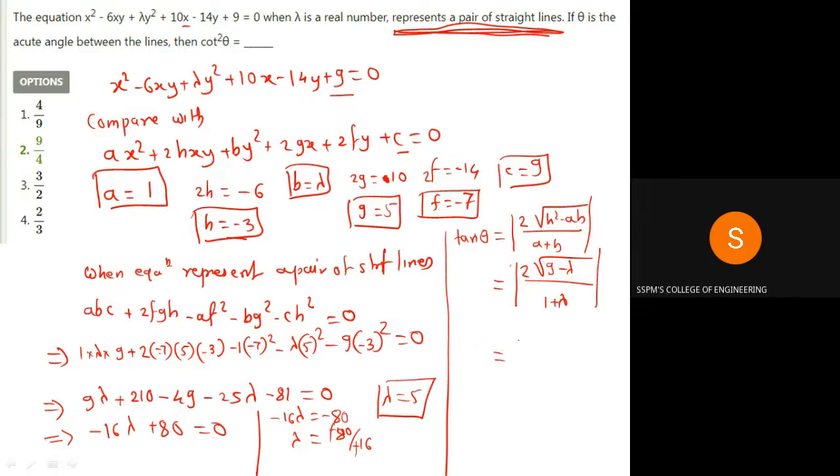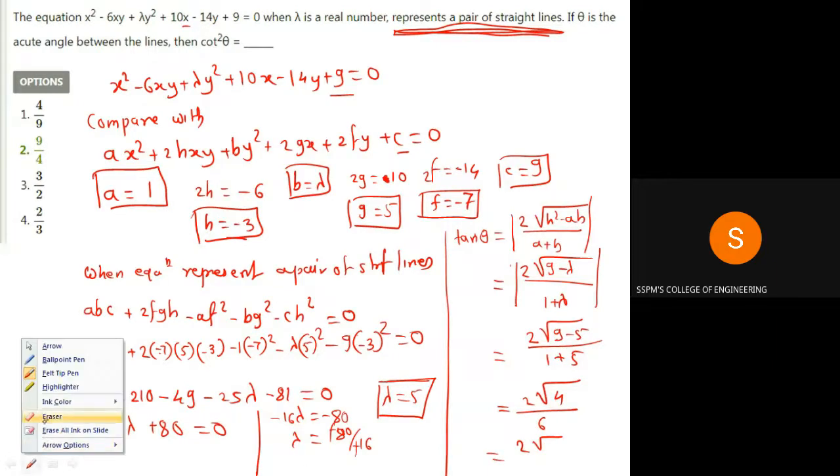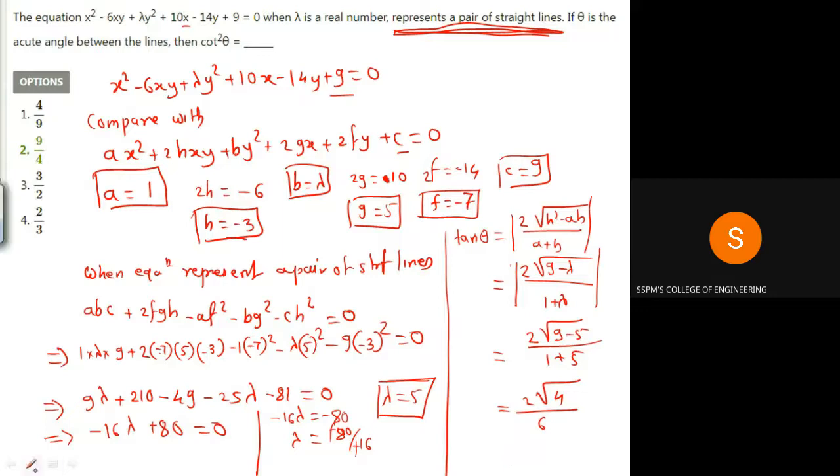Now we found the value of lambda is equal to 5. So 2 root 9 minus 5 divided by 1 plus 5. That is 2 into root 4 divided by 6. That is 2 into 2 divided by 6, that is 4 upon 6. That is 2 by 3. What do we get? We got that tan theta is equal to 2 divided by 3.